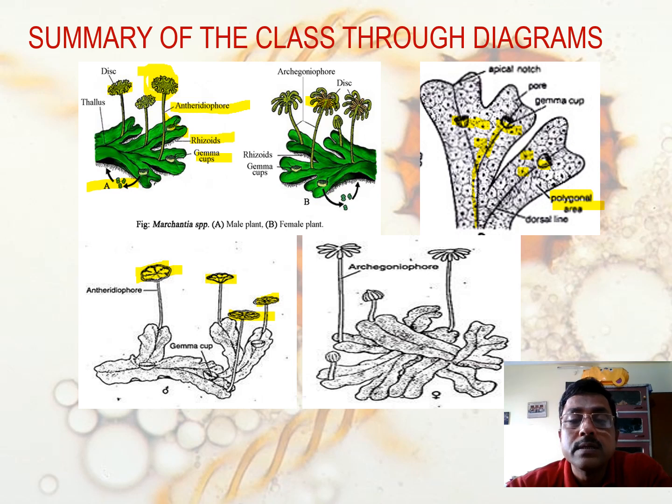And this diagram is also the same as the left-hand side diagram, where these are the archegoniophores, that means this is the female thallus, and the left-hand side is the male thallus. Morphologically all are alike, but the only difference is the presence of the sex organs. These are the antheridiophores and these are the archegoniophores, and that's why this is a male thallus and this is a female thallus. So come to the next slide.